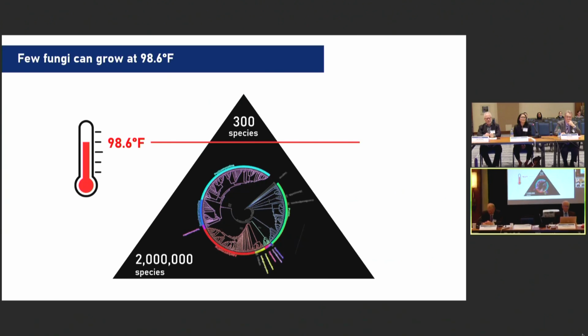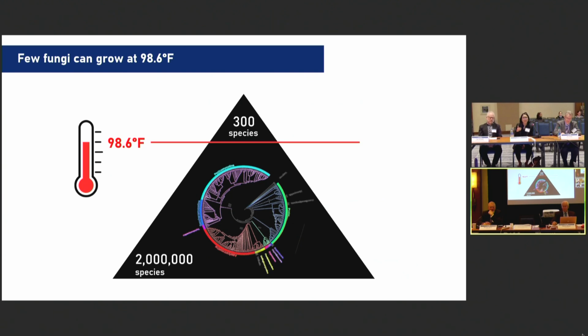And when we're thinking specifically about rising temperatures, it's interesting to note that few fungi can grow at the human body temp of 98.6 Fahrenheit. And so when we're considering all of the fungal species, and it's estimated to be quite a bit, about 2 million species, it's only a few hundred that can survive at these high temperatures. And one of the theories that exists is that humans have evolved to be able to have such a high body temperature as a protective mechanism.